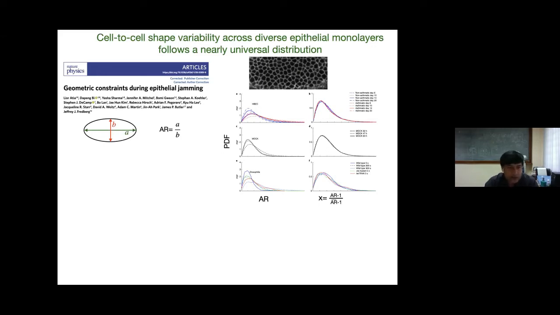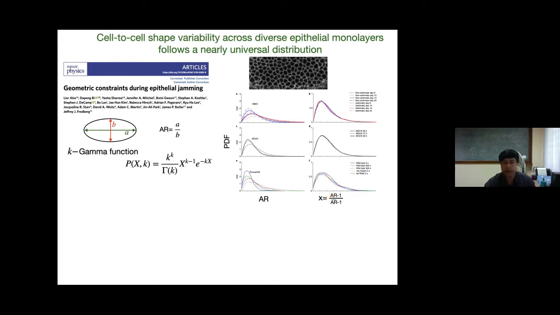In 2018, in this fascinating paper, Atia et al. showed that the cell-to-cell shape variability across diverse epithelial monolayers follows a nearly universal distribution. So they characterize the cell shape via this aspect ratio, which is the ratio of the long axis to the short axis. And these are the measurements of the PDF of the aspect ratio. And when they plot this particular quantity, the ratio of the aspect ratio to the average aspect ratio, they find that the probability distribution function of that quantity X follows a nearly universal distribution.